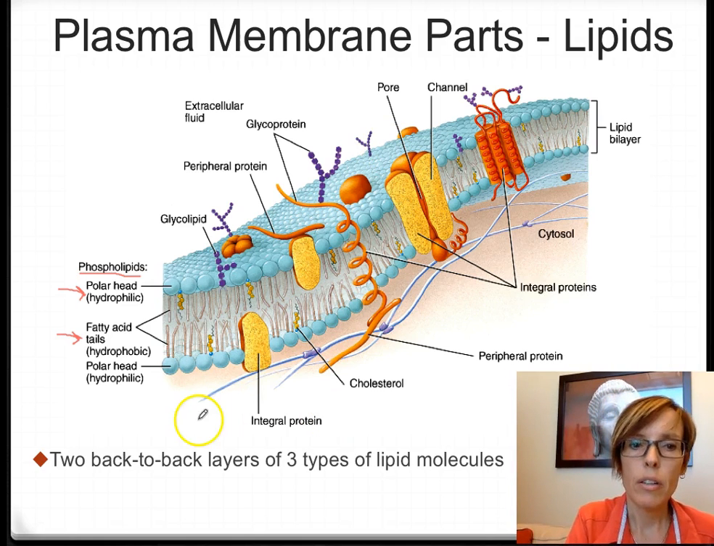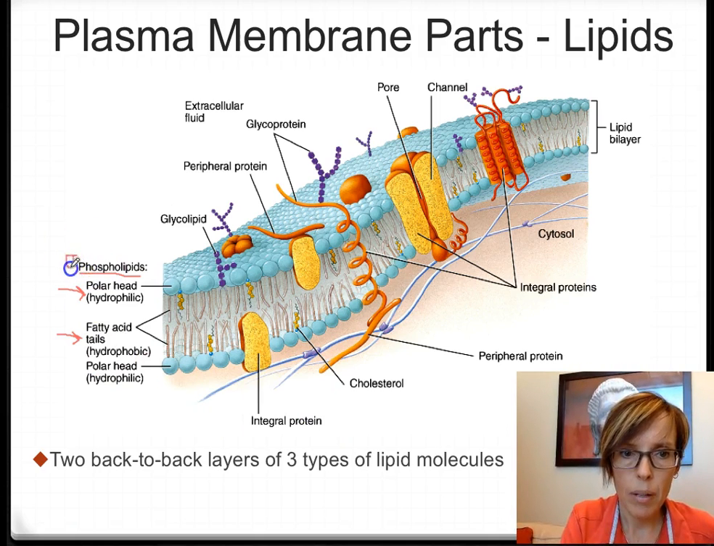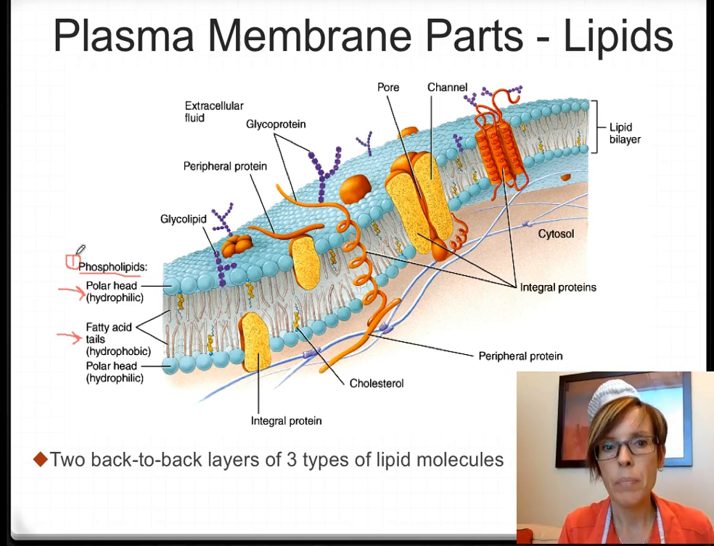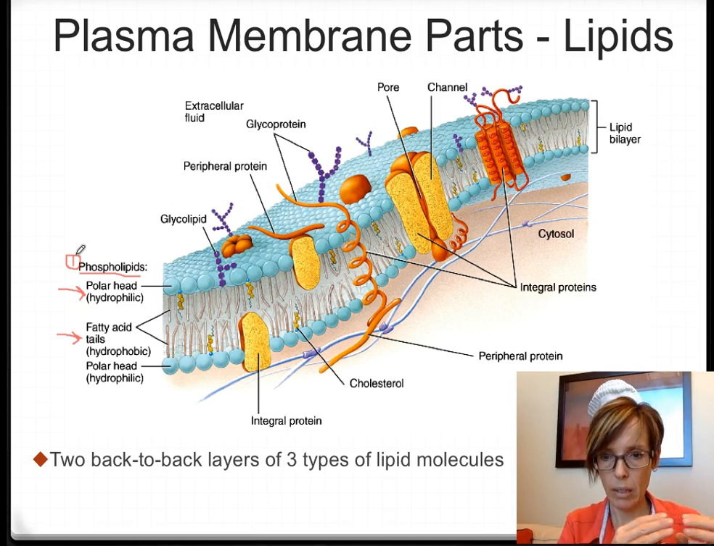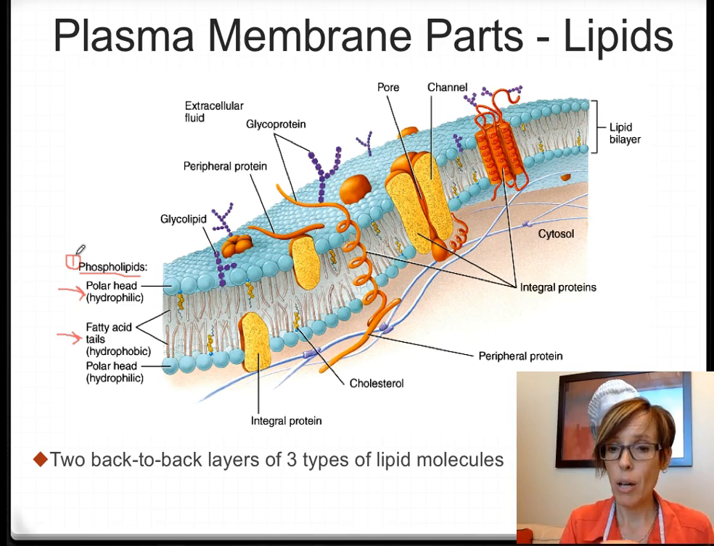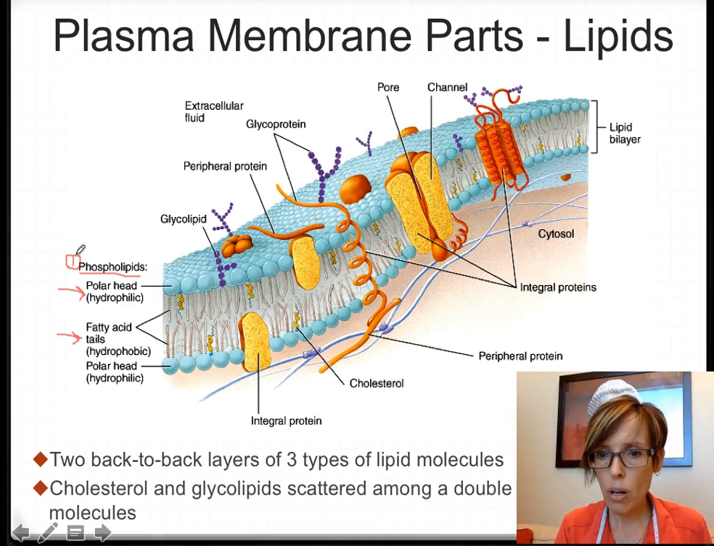Anyway, the first type of lipid is going to be this phospholipid. Again, that's what's going to make up our boundary. And because they're hydrophobic, they will only allow certain things through, not everything. They're selectively permeable. That's why we have all these proteins inserted into the cell membrane so that other things can get through. The other two lipids are going to be cholesterol and glycolipids.